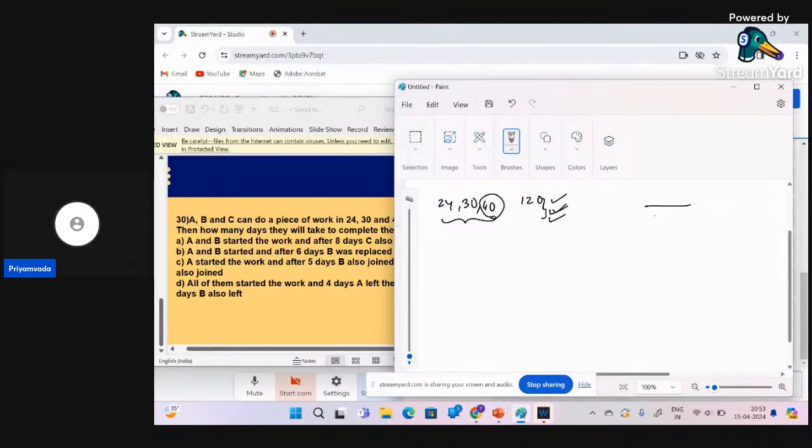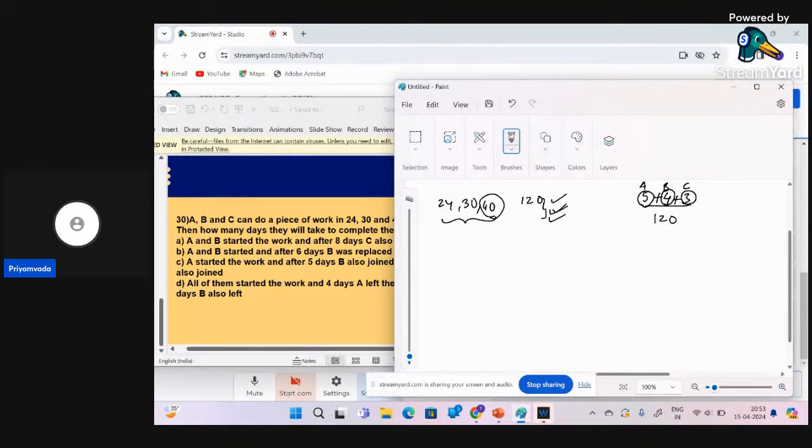So the work will be divided into 120 parts first, and A takes how many parts of work to be done in one day? 24 × 5 is 120, so 5 parts. B takes 30 days to finish that work, so 30 × 4 is 120, and C is 3. So A is 5, B is 4, and C is 3. That means A completes 5 parts of work in one day, B completes 4 parts of work in one day, and C completes 3 parts of work in one day. We got the efficiencies already.